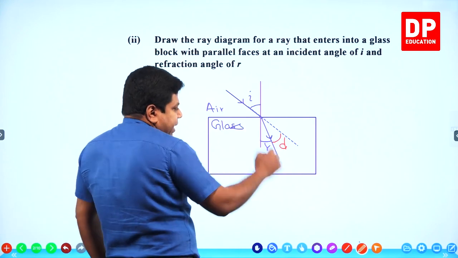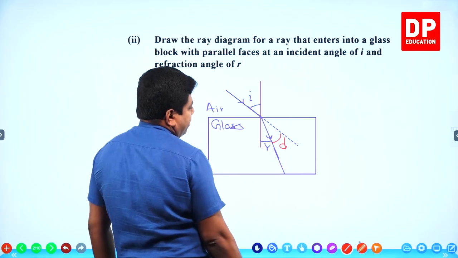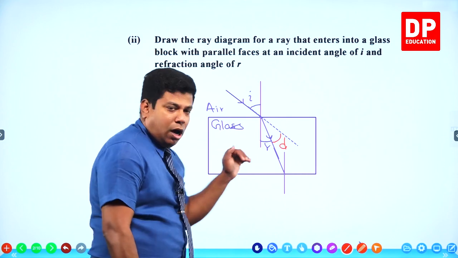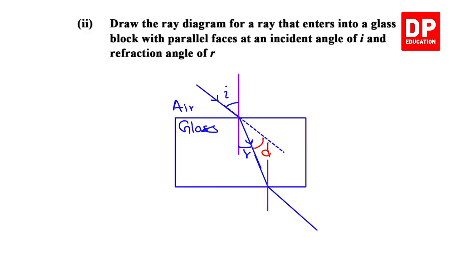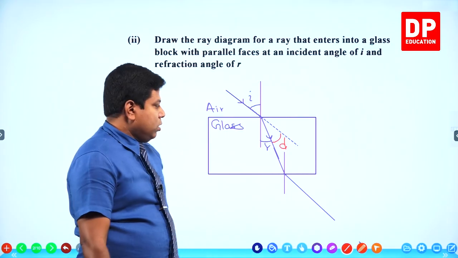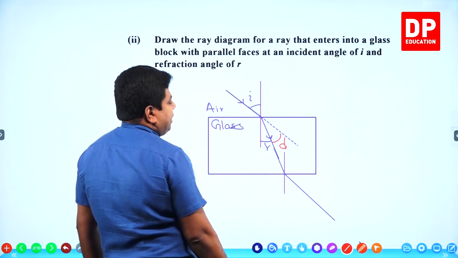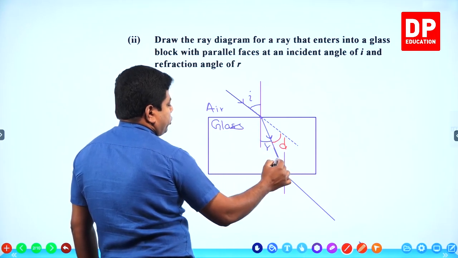So what will happen to this ray? Let me continue the ray. It will reach the other surface. Let's draw the normal here again. That's a normal. Again, it will emerge outside the glass, into the air again. Right. That's how it will be. So you can see this normal and this normal are parallel to each other. This is a single straight line. So if this is R, this also has to be R.